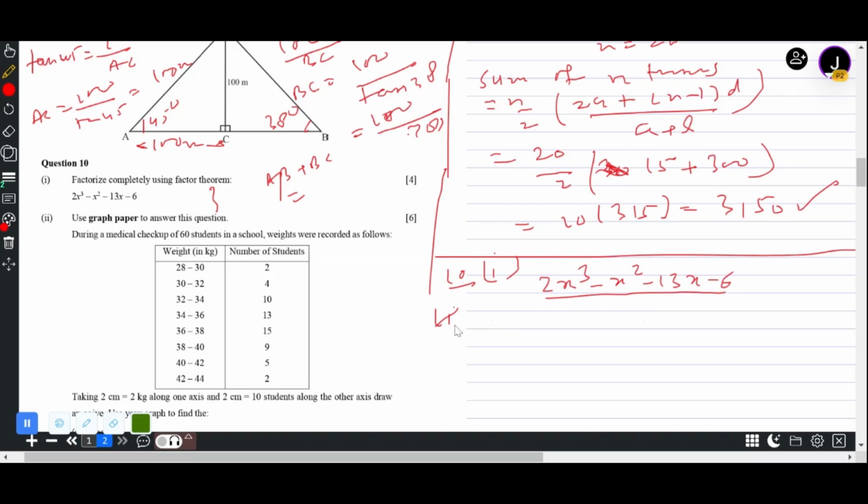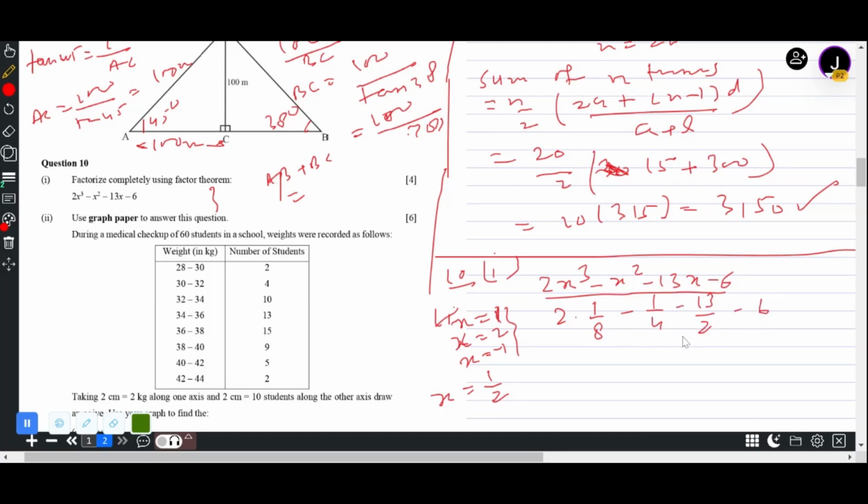Okay. So factorize completely using the factor theorem. Now this is 2x cube. We are doing question number 10. I guess that is the last question. Okay. So question number 10, part 1: factorize completely. What is the expression given? 2x cube minus x square minus 13x minus 6.